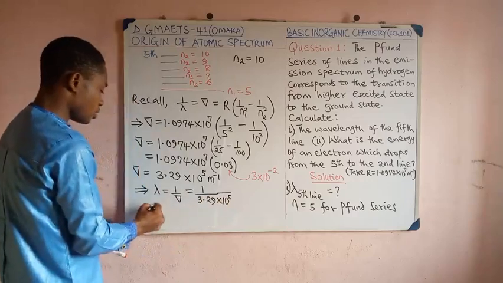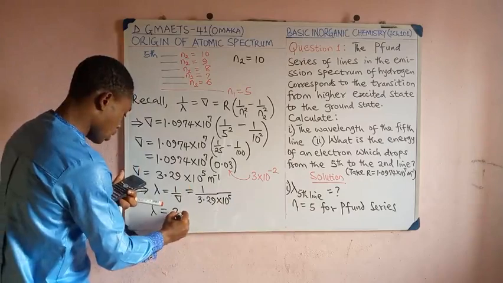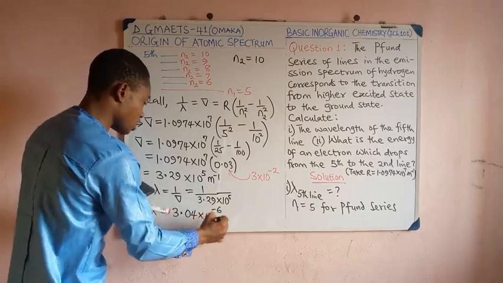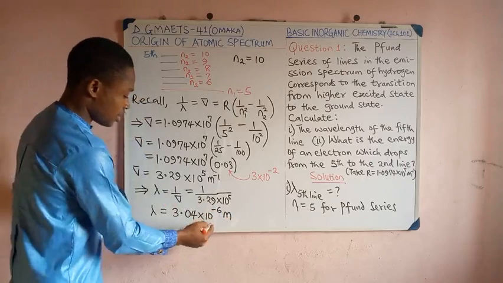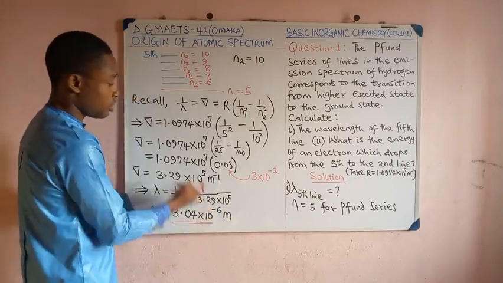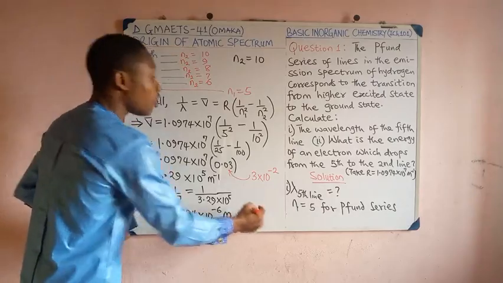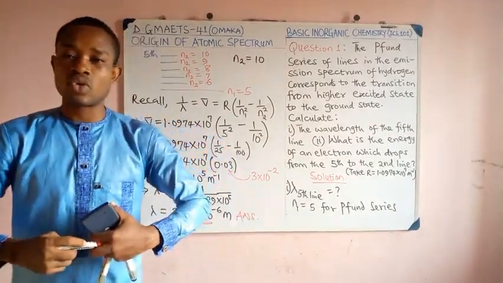If you work this out, our lambda is going to give us what? Let's find out. 3.04 times 10 raised to power minus 6. The unit of wavelength is meters, alright? It's meter because it's inverse of the unit of wave number. And of course, this is the value of the wavelength for the 5th line in the Balmer series.